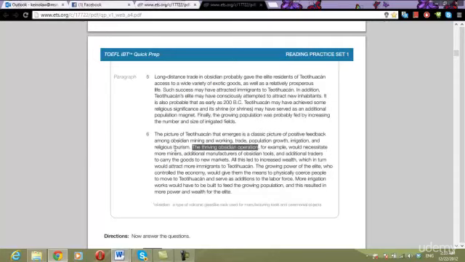Choice D is wrong. There's no mention of conflict, wealth and conflict, so we know that's wrong.